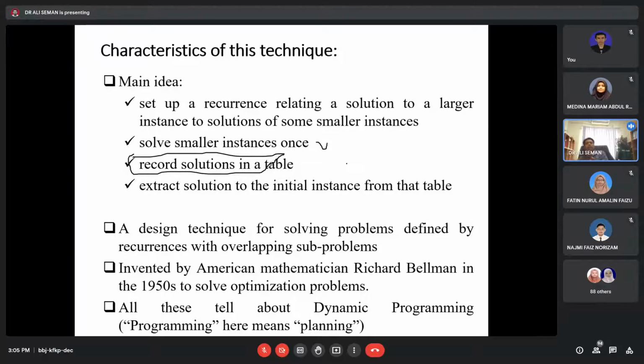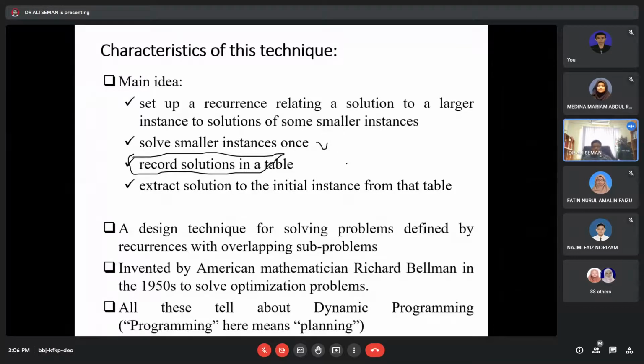Instead, for the overlapping subproblems, we would be recalculating the same process, so that in terms of computation it becomes useless and inefficient. Okay, so it is a design technique for solving problems defined by recurrences with overlapping subproblems, invented by American mathematician Richard Bellman in the 1950s to solve optimization problems. And all these characteristics or descriptions tell us about dynamic programming.